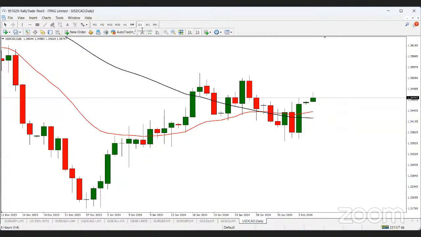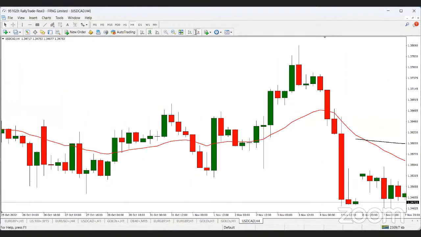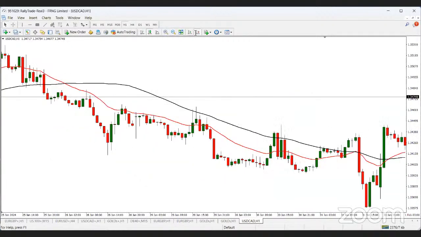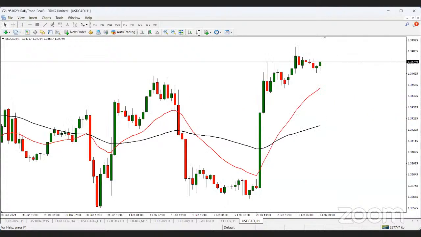But of course, if you check H4 also, things suggest that even though this one was not a complete bullish engulfing, it's actually partial, it still suggests that price wants to go up. And of course, we can still go down to the 1 hour to check. Okay, and this one also suggests that price wants to go up.